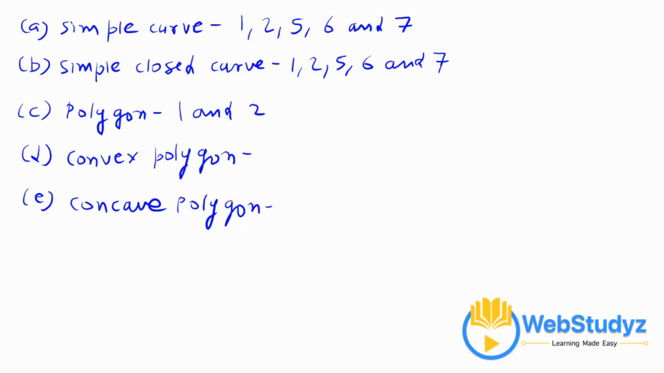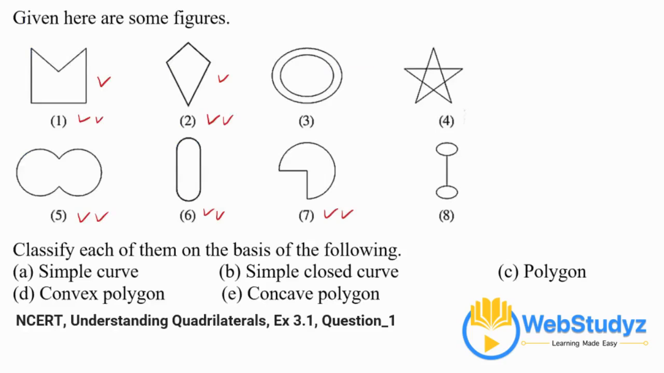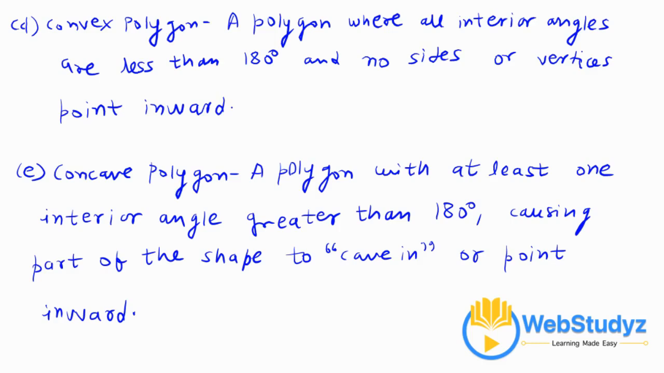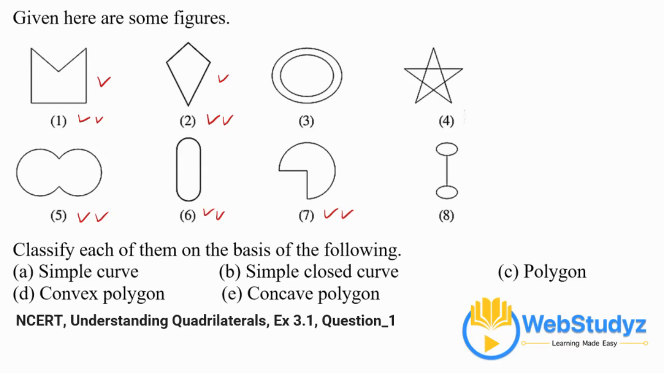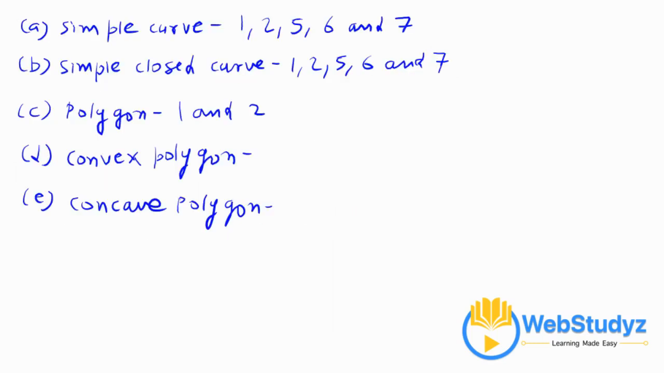And we have to find out which are convex polygon. So convex polygon is the polygon which is having interior angles less than 180 and no sides or vertices point inward. That means the only convex polygon will be second one. So we can simply write the convex polygon is second.